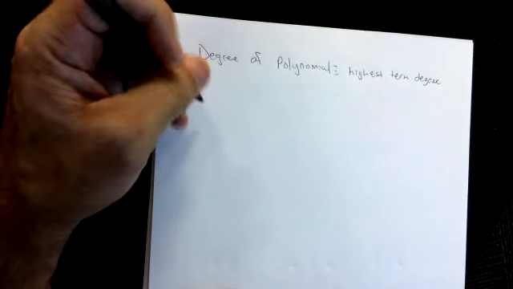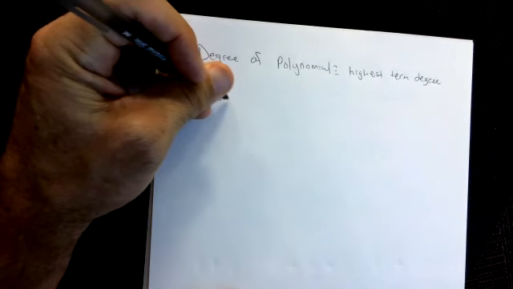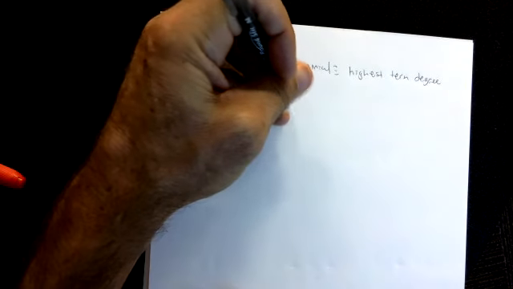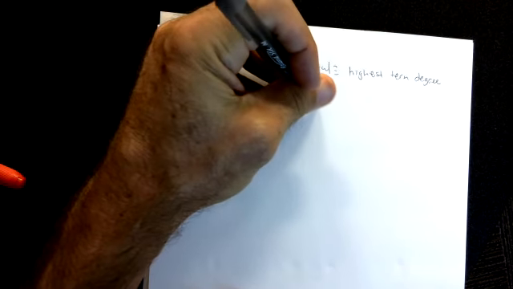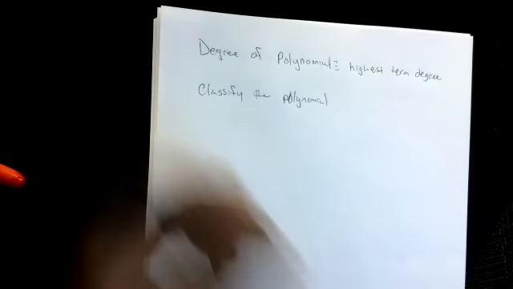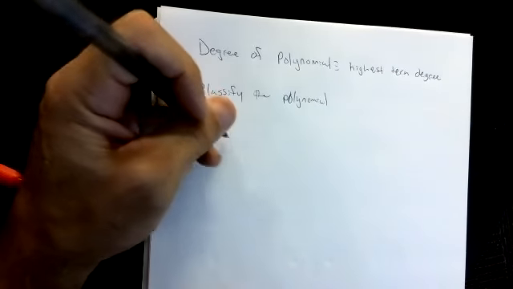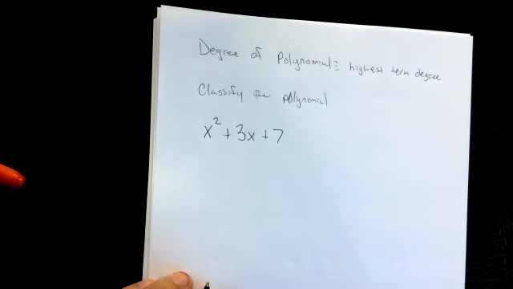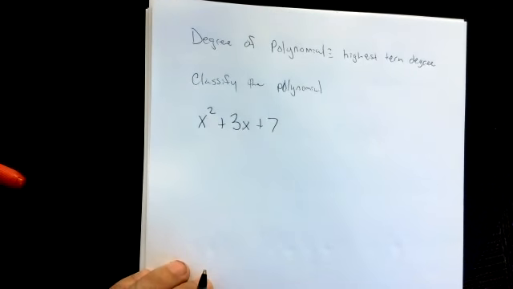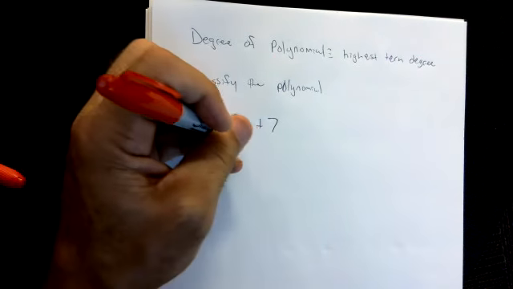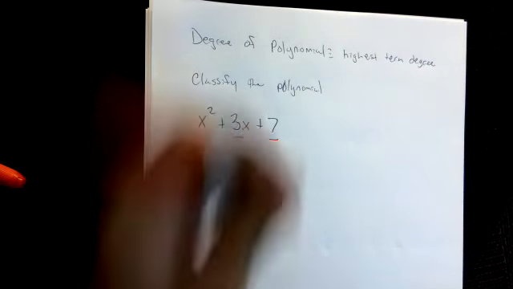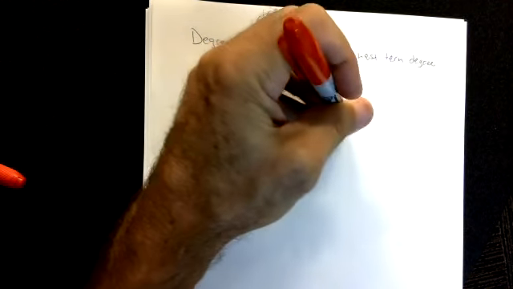So they'll say something like, classify the polynomial. Or how would you classify the polynomial? Or what would you call this or whatever? And they'll give you something like x squared plus 3x plus 7. Okay, so first off, we have 3 terms. So this would be a trinomial.